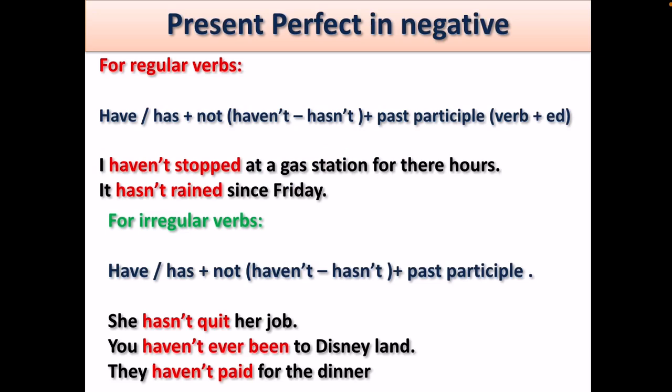She hasn't quit her job. Quit is the past participle verb here. It's irregular. You haven't ever been to Disneyland. Now, been here is the past participle form for the verb be. Be is the infinitive, okay? And we have was or were as the past, and been as the past participle.